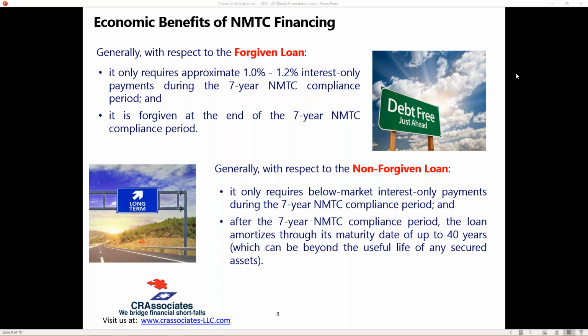Generally, with respect to the non-forgiven loan, it only requires below-market interest-only payments during the compliance period. And although the interest rate is not as low as the interest rate of the forgiven loan, it is still a below-market interest rate. And after the 7-year compliance period, it begins to amortize up to 40 years, which can be well beyond the useful life of any secured asset. Nevertheless, even though there is a below market interest rate, after the 7-year compliance period, the borrower is permitted to prepay or refinance all or a portion of the non-forgiven loan.